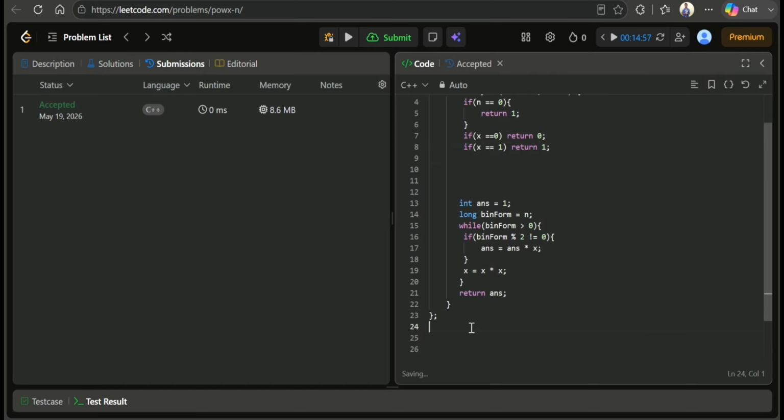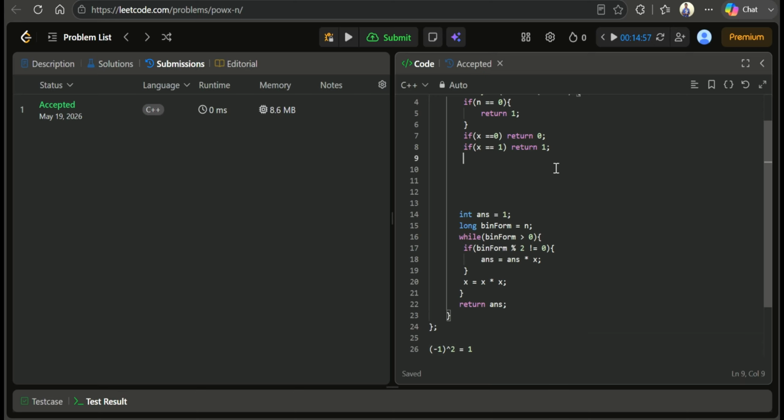Now what happens when you have x as negative 1 and then you have an even n? So what I'm trying to say is, if you had to calculate negative 1 to the power 2, what would that be? Well, that's simply 1, right? So the idea is, whatever negative number is raised to an even number will always be positive. So in our case, if x equals negative 1 and the given n modulo 2 equals 0, then we'll simply return 1 from there.